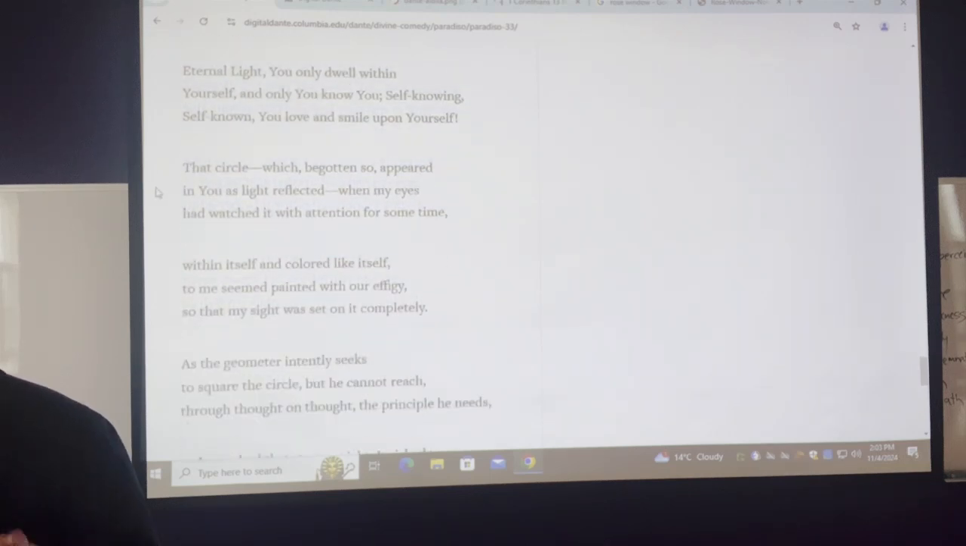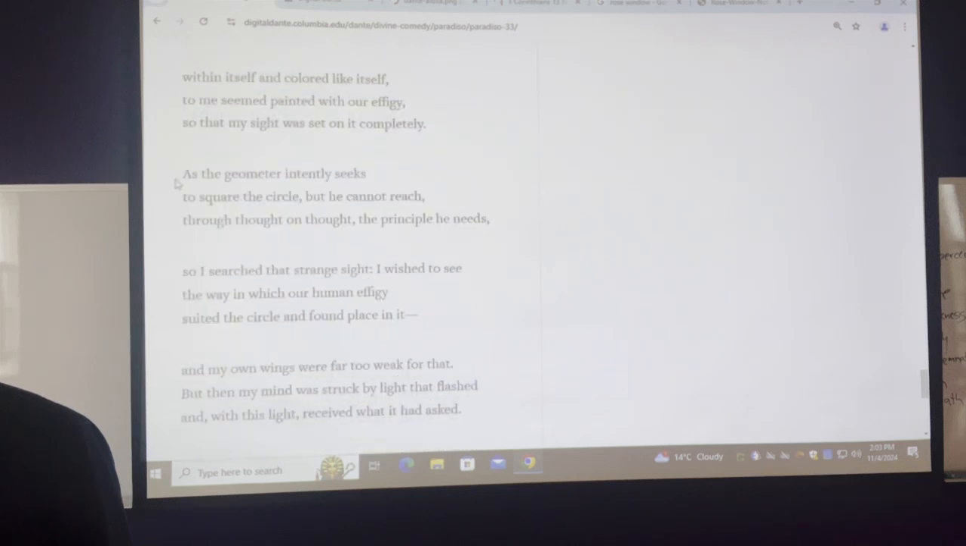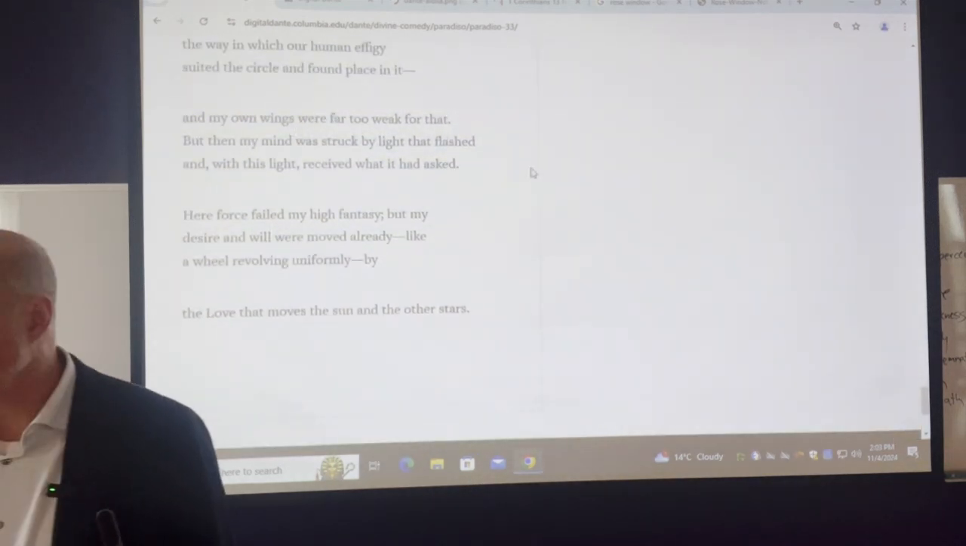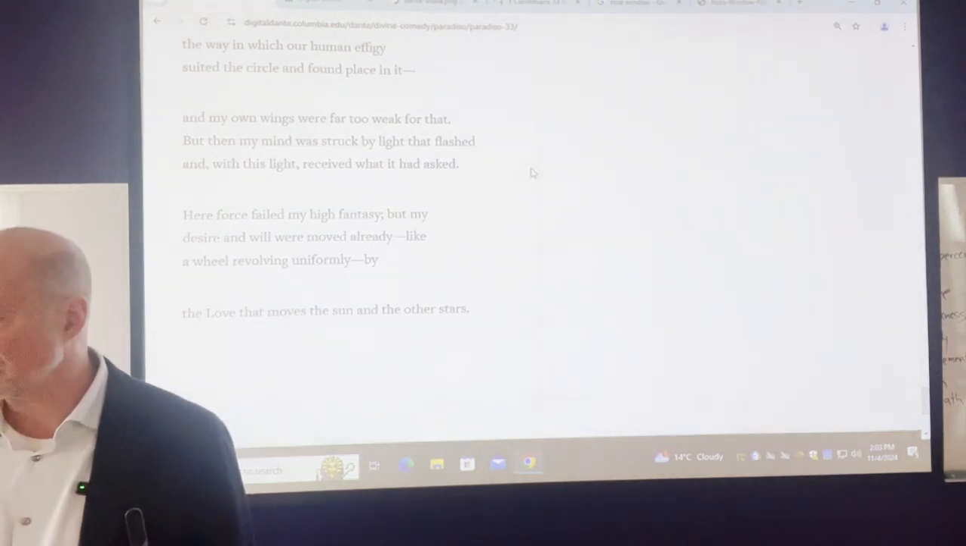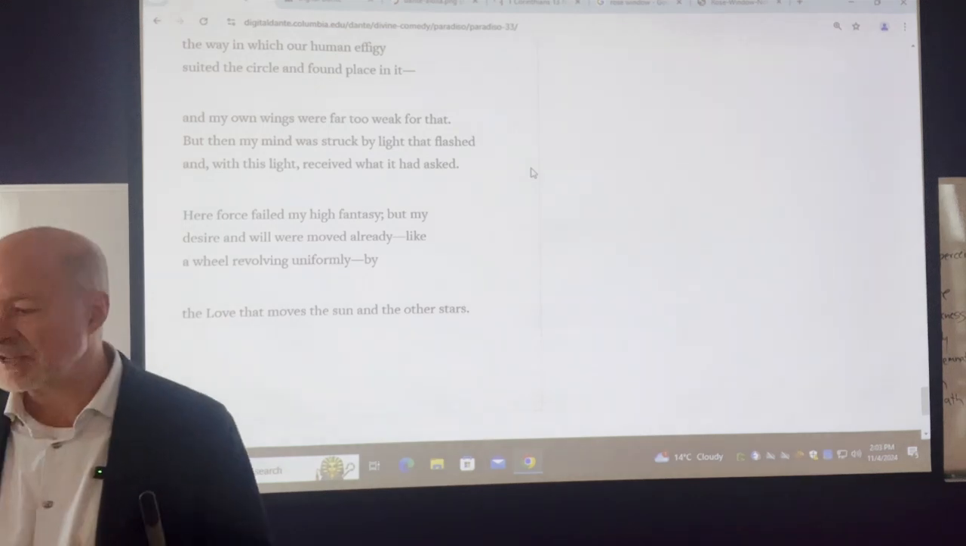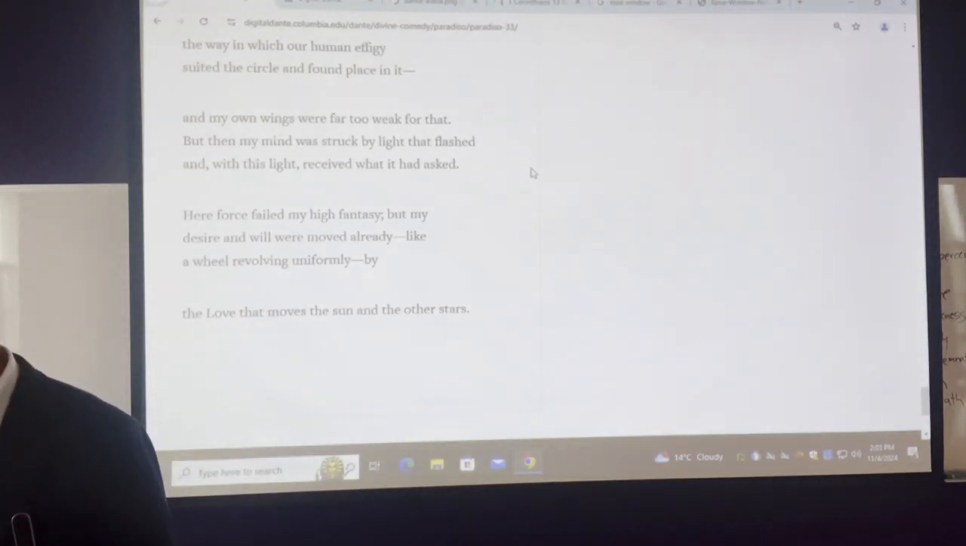And then he speaks to eternal light, which begotten so appeared in you as light reflected when my eyes were watched with the attention for the same time, and my own wings were far too weak to find their way to the human effigy, the picture of Christ in the Trinity. But then my mind was struck by light that flashed, and with this light received what it had asked. Here force failed my high fantasy, but my desire and will were moved already, like a wheel revolving uniformly, by the love that moves the sun and the other stars.